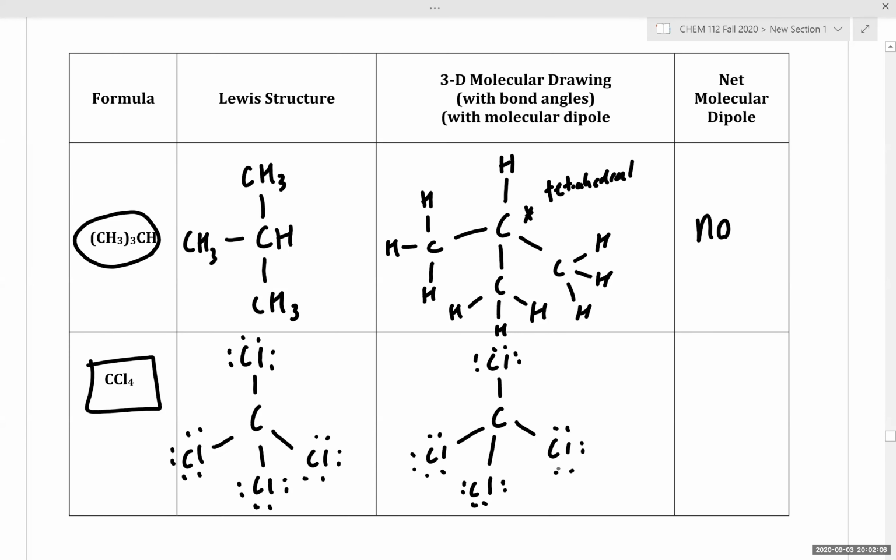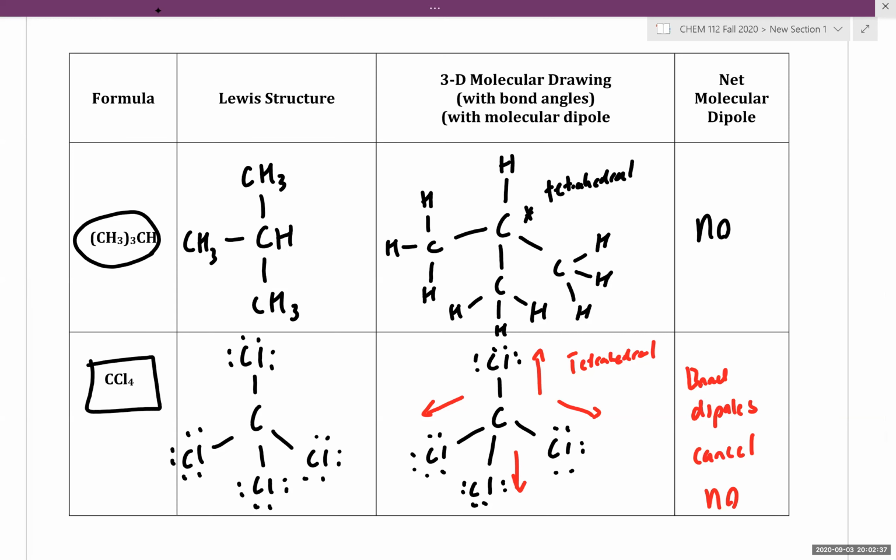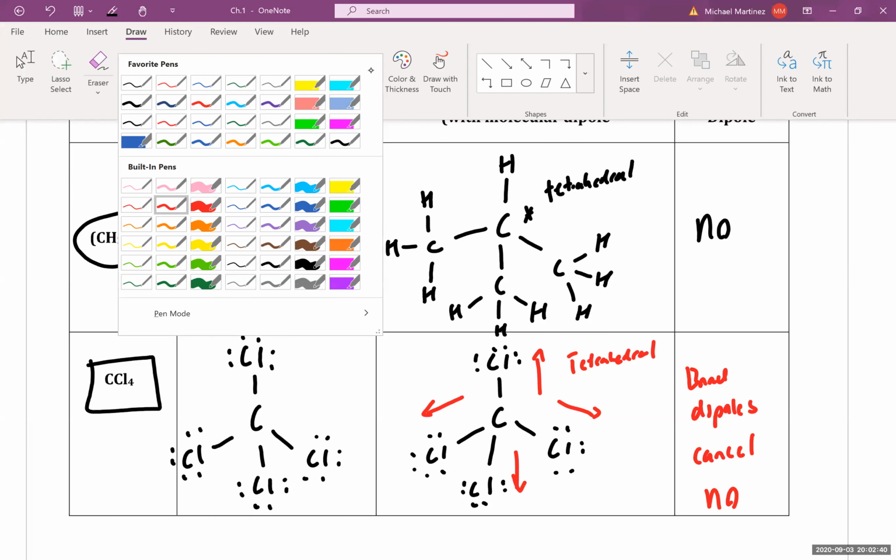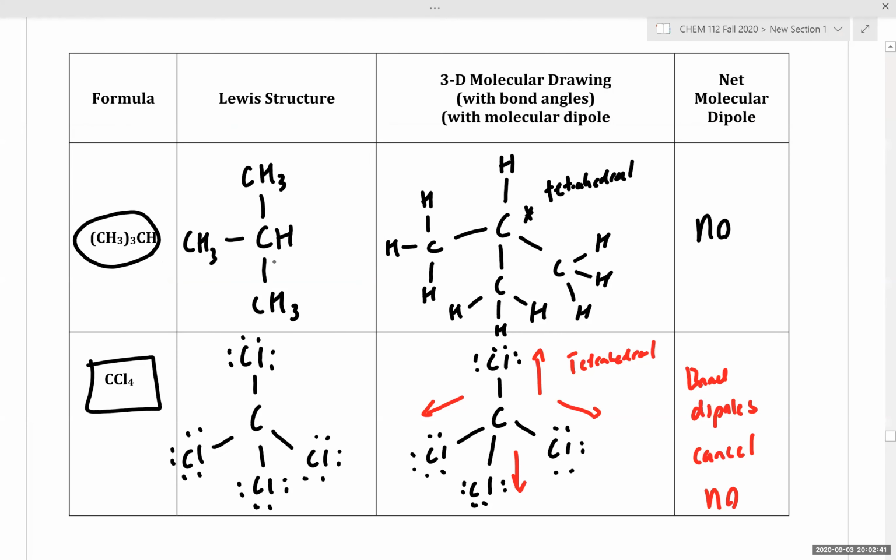Okay, so looking at each of our bond dipoles, because we have a tetrahedral geometry and a symmetrical geometry, and each of our bonding atoms are identical, our bond dipoles cancel out and our molecule has no net dipole. So carbon tetrachloride is actually a relatively non-polar solvent. Does that make sense to everyone?